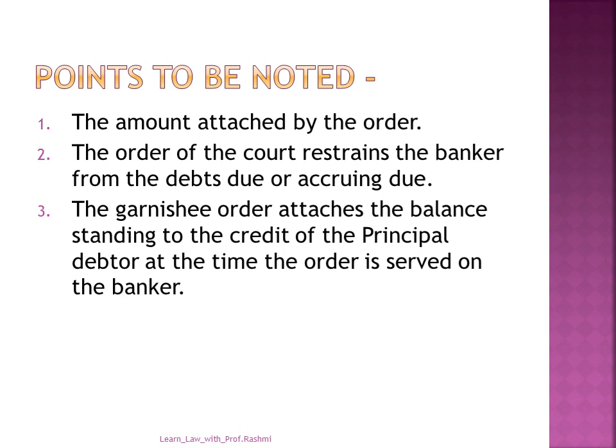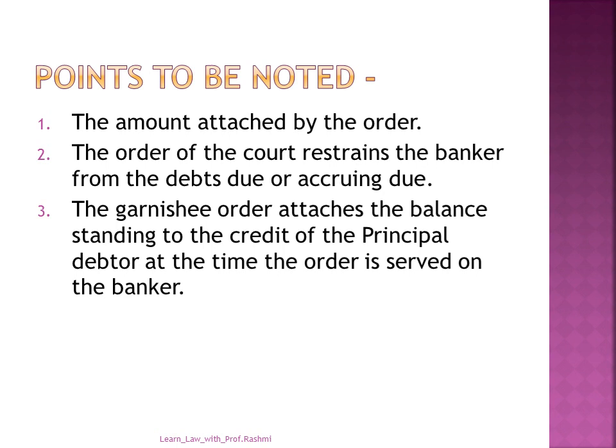The third thing talks about the Garnishee order attaching the balance standing to the credit of the principal debtor. A Garnishee order does not apply to any amounts which are subject to realization. So if any check is sent for clearance and the amount is uncleared, then the Garnishee order cannot attach this uncleared amount. The amount of such an uncleared check which would be credited to the customer account, the Garnishee order won't be applicable on that date to such uncleared amount. Always remember that.